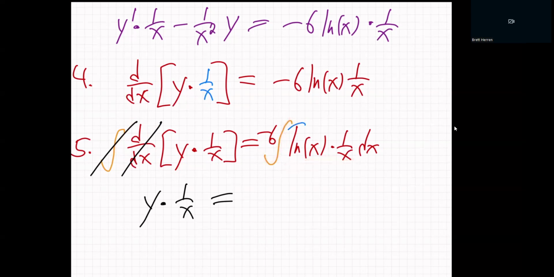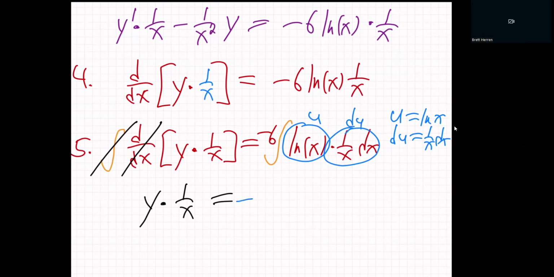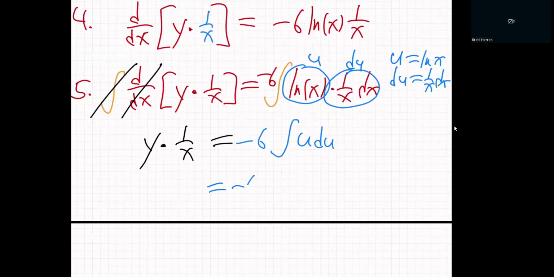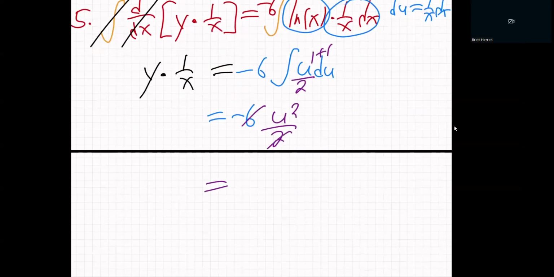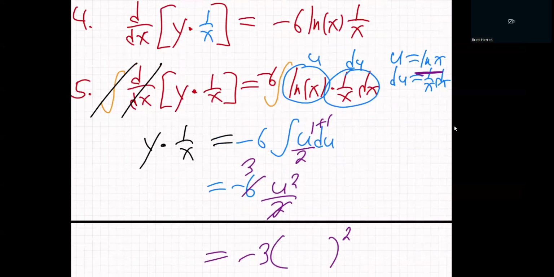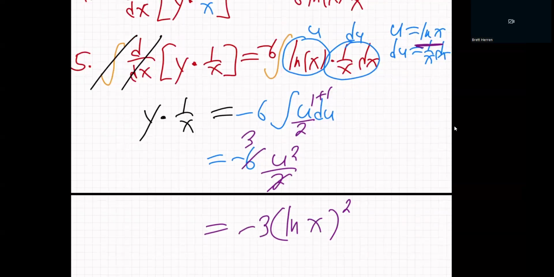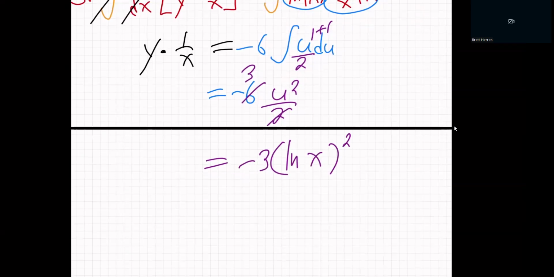Well, do a u sub. You've got to let this part be u, the natural log of x, and then du, what's the derivative of natural log of x? 1 over x dx. So all this is du. This becomes minus 6 integral of u du. And then what's that? Well, there's a 1 power, so add 1 to it, and then divide by 2, huh? So that'll be u squared over 2. And then 2 goes into 6 3 times, so it's minus 3 u squared. And what was u? Natural log of x. So there we go. And don't forget that plus a constant.